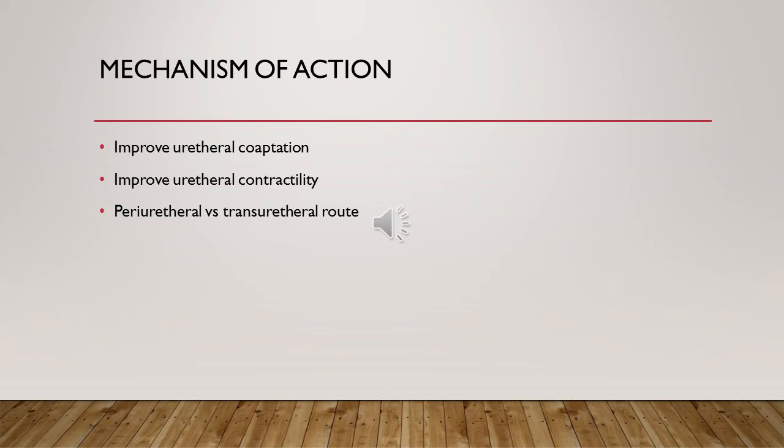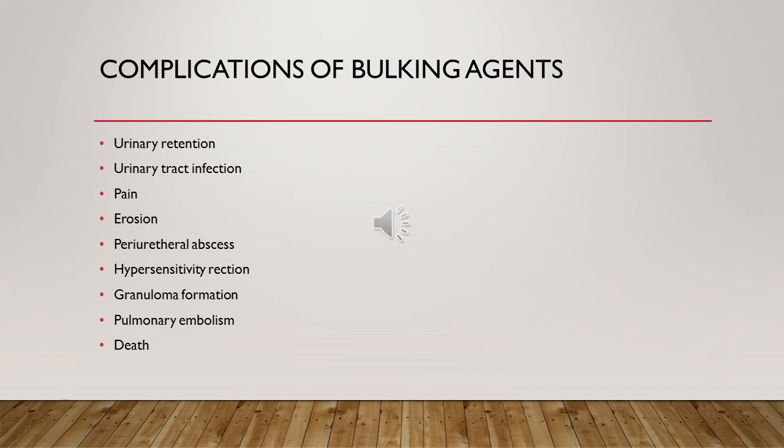And there was a trial about patient satisfaction with bulking agent, and it was found that the mid-urethral injection has a better satisfaction than the bladder neck injection. Complications of bulking agent are not actually common. They are usually minor and transient. The commonest of them is the urinary retention and infection.